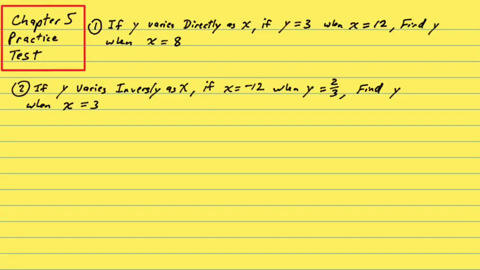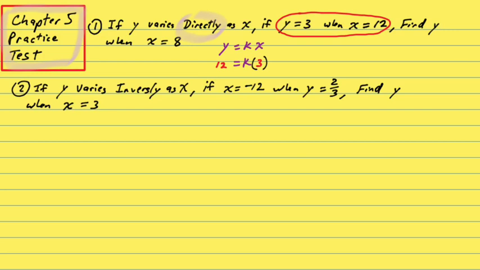Okay, we're going to start talking about a Chapter 5 practice test for the Algebra 2 Honors course. This one says y varies directly as x. That simply means y equals a constant k times x. If they give me a complete set of data, which usually is an x and y pair, plug them in. What's the y? 12. What's the x? 3.